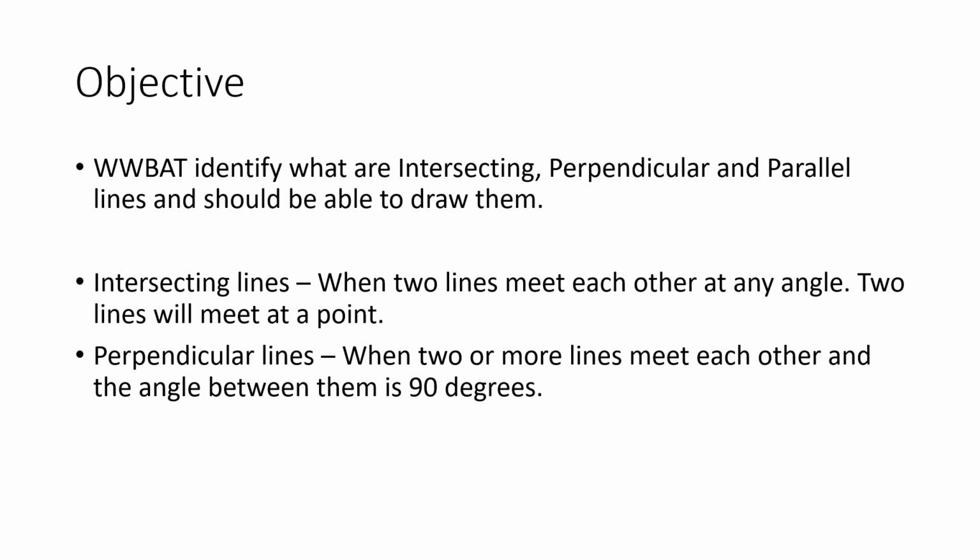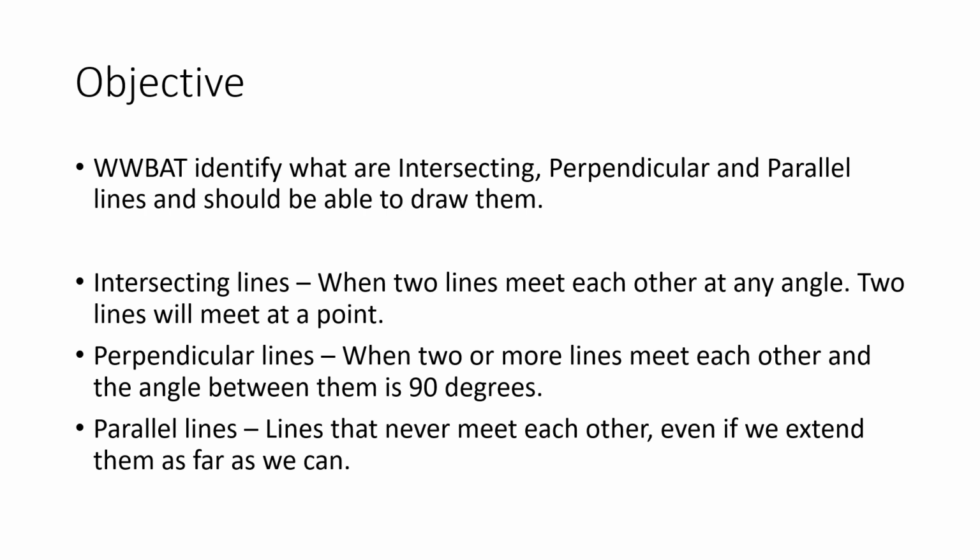Perpendicular lines. When two or more lines meet each other and the angle between them is 90 degrees, they are called perpendicular lines. Parallel lines. The lines that never meet each other, even if we extend them as far as we can. Can you remember the cross that you just drew and identify the types of lines that would make the cross perfect? Quickly take your notes from this screen.